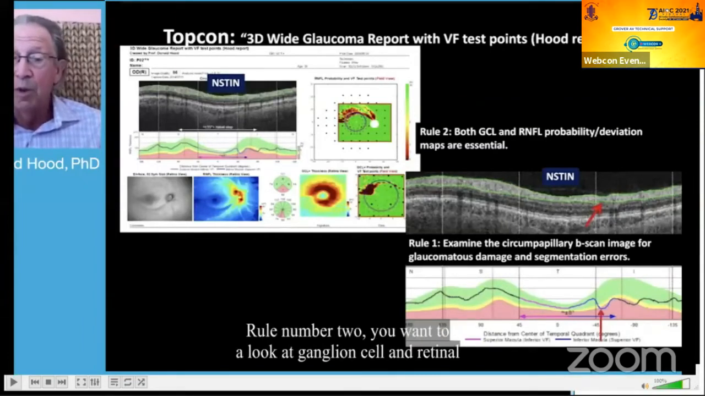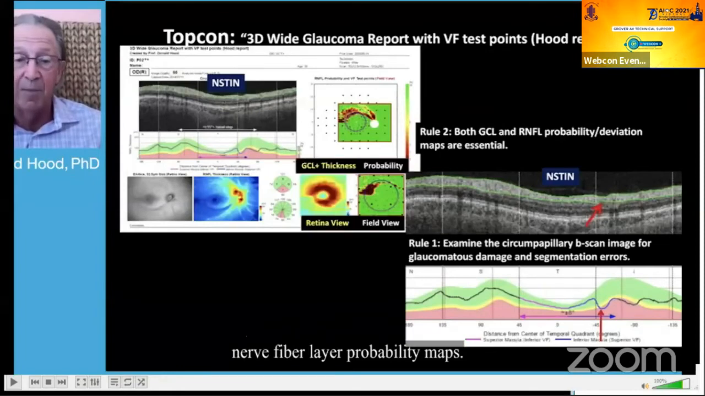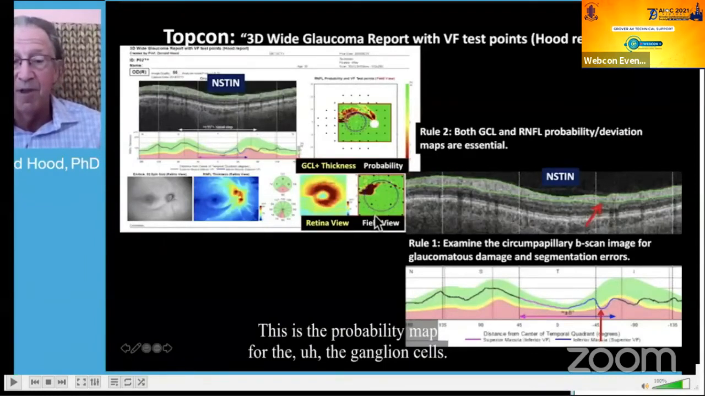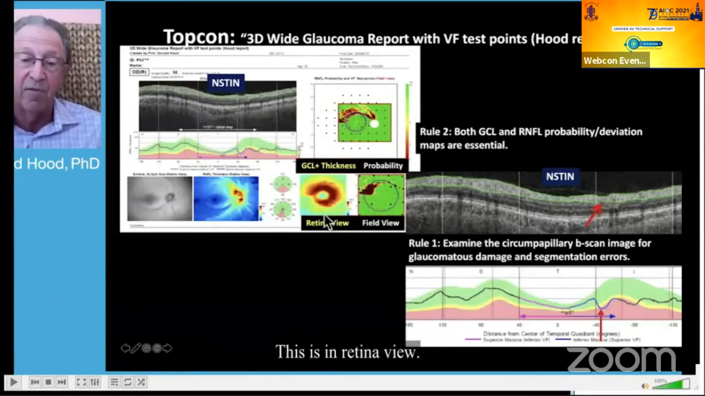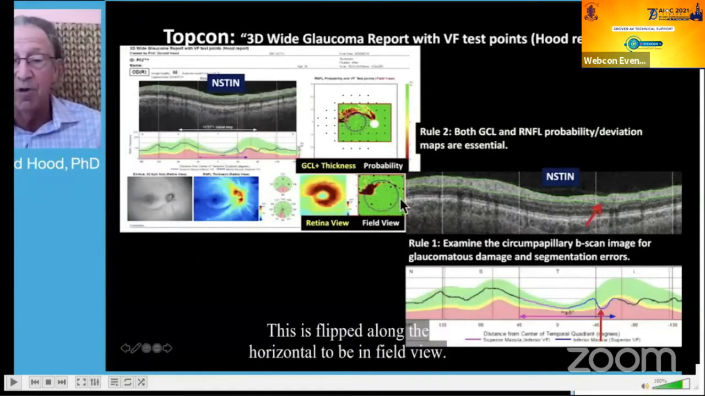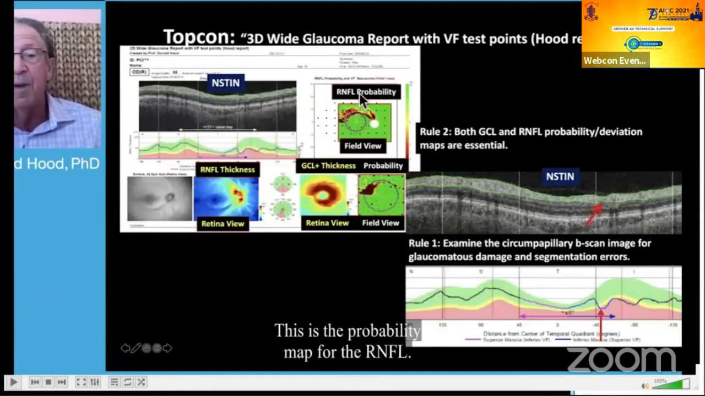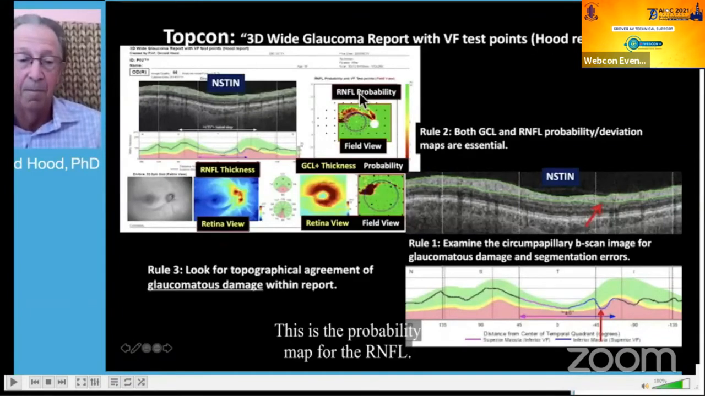Rule number 2, you want to take a look at ganglion cell and retinal nerve fiber layer probability maps. So again, let's review. This is the thickness map. This is the probability map for the ganglion cells. This is in retina view. This is flipped along the horizontal to be in field view. This is the thickness map for the retinal nerve fiber layer. This is the thickness map. This is the probability map for the retinal nerve fiber layer.